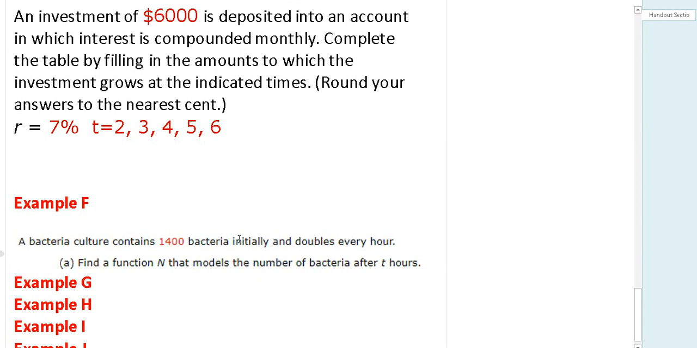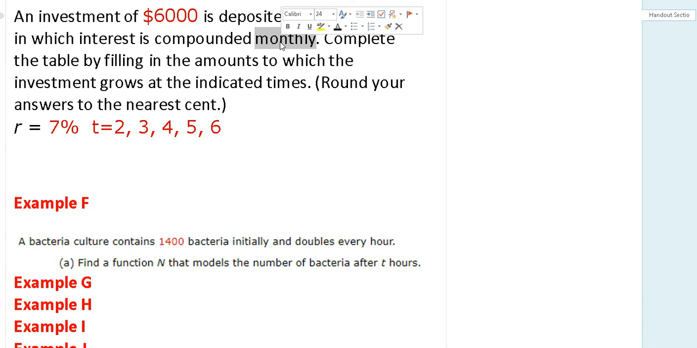There's a problem like this in your homework, and I just don't want you to spend a whole lot of time on it. So let me go through how to do this on a calculator. It says an investment of $6,000 is deposited into an account in which interest is compounded monthly. All right, so let's write down a few things here. Our principal is $6,000. Interest is monthly, and that interest is 7%.